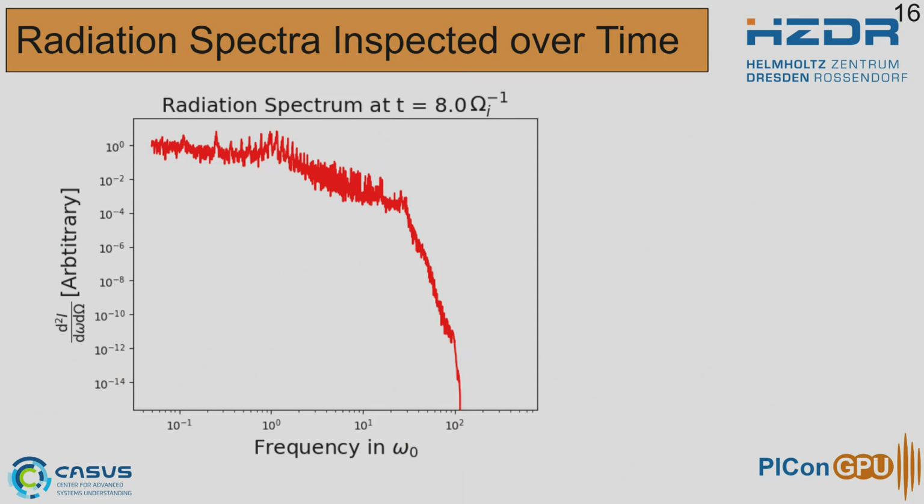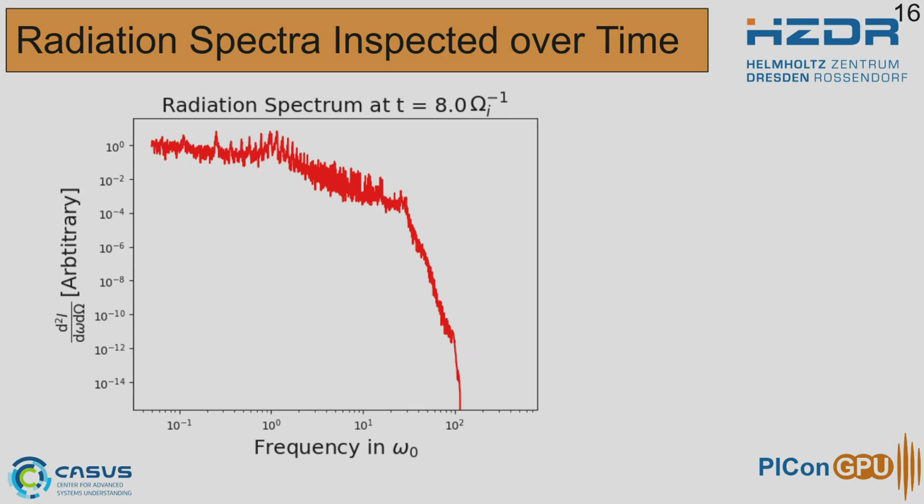So this is the grand finale. We've simulated radiation spectra, and one plot you might be familiar with is the following. On the x-axis, again, you have your frequency, and here the plasma frequency comes back. It's omega 0, we call it the plasma frequency.